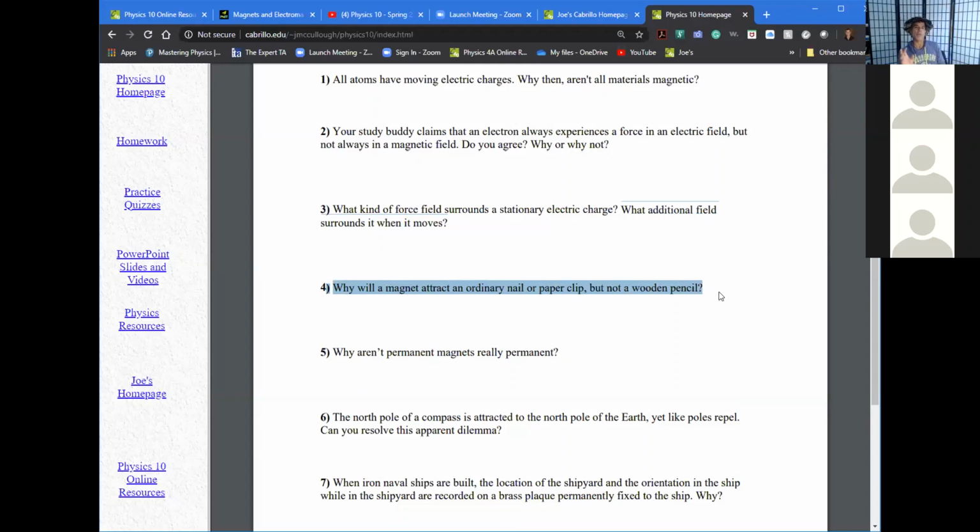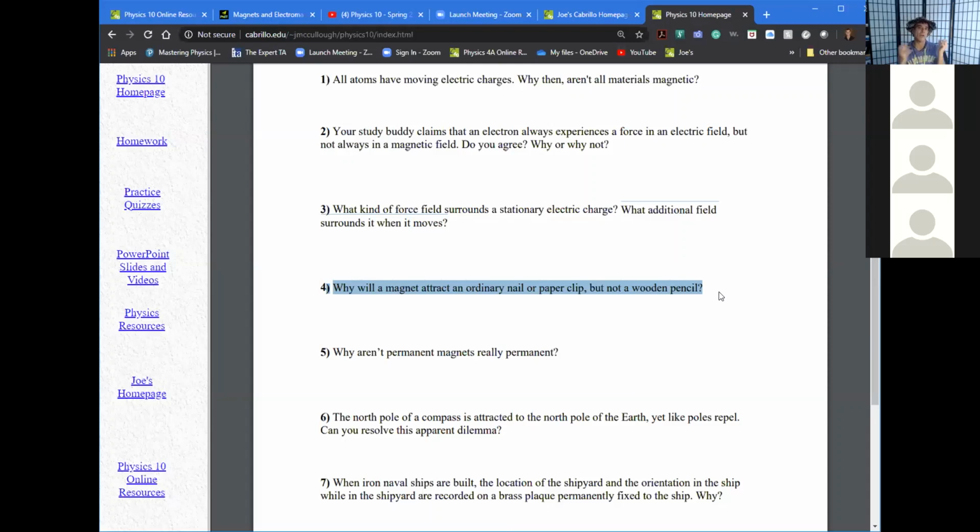4, why will a magnet attract an ordinary nail or paper clip but not a wooden pencil? In order for a magnet to attract an object, that object has to have magnetic domains that can get lined up. So an ordinary nail or paper clip generally has iron in it. Iron can have magnetic domains that are lined up in different directions. If something doesn't have more domains pointing in one direction than another, it's not going to be magnetic. But if I bring a strong magnet nearby, I can cause the magnetic domains to align.